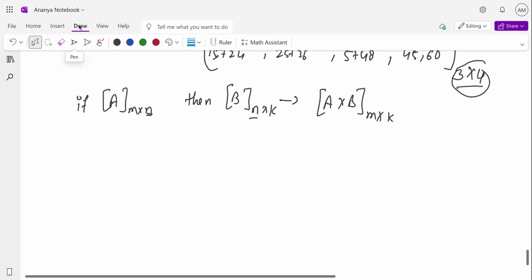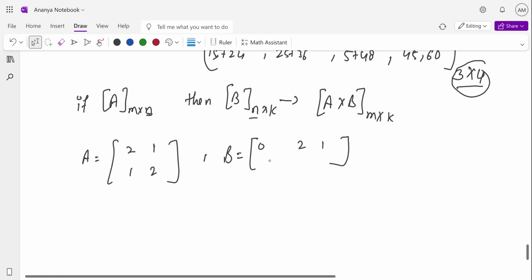Let me know the answer for this. A equals 2 1 1 2, B equals 0 2 1 1 1 1. Solve this one and let me know the final answer, A into B.